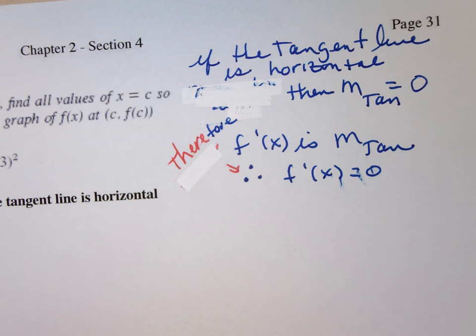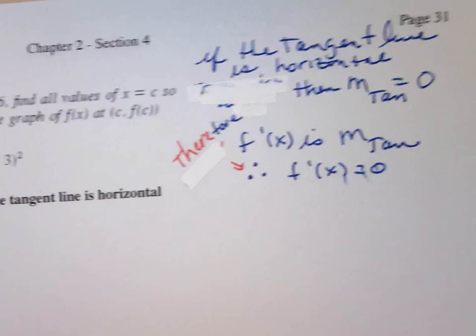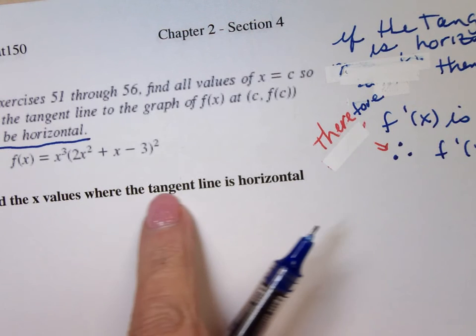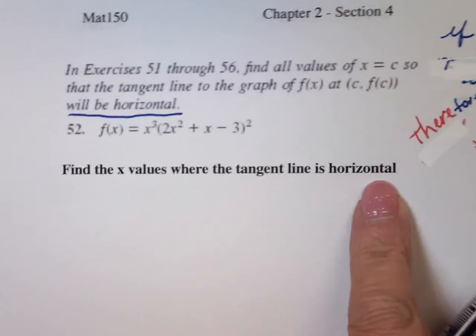So now, this is going to be chapter 3. Take the derivative, set it equal to 0, solve for x. Now we have to simplify. That's what chapter 3 is all about. So here we go. Find the x values where the tangent line is horizontal.